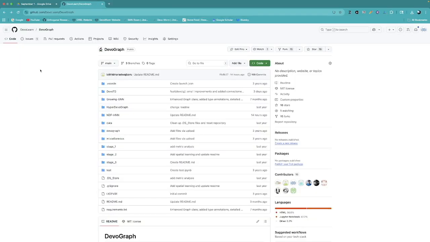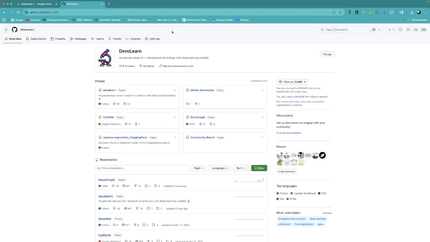So the first thing I want to talk about today is congratulations to our Google Summer of Code scholars for this summer. Jayadratha, Gayen, and Lalith, and they've completed their projects and committed them successfully to the DevoGraph repository in DevoLearn. So this is our DevoLearn organization here.